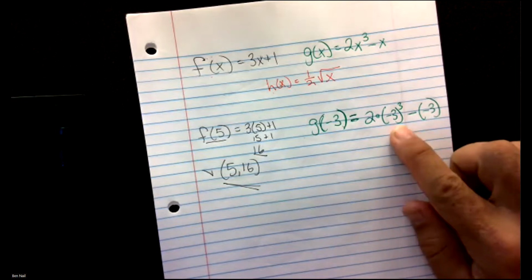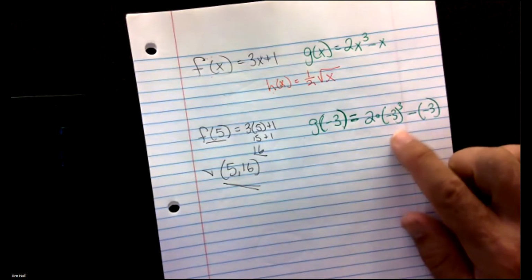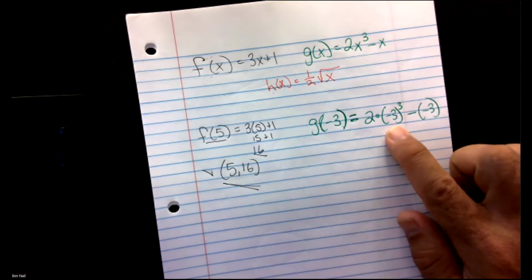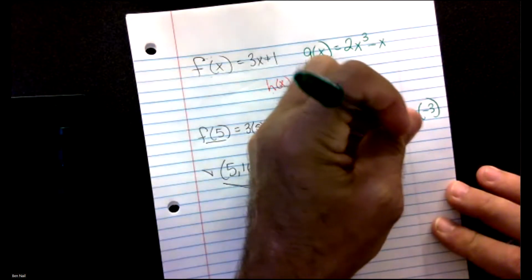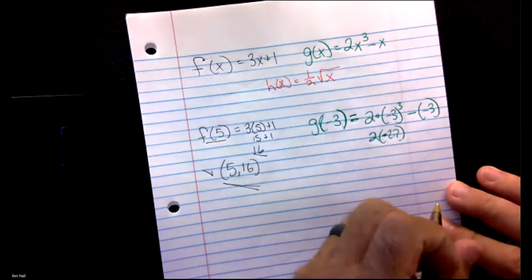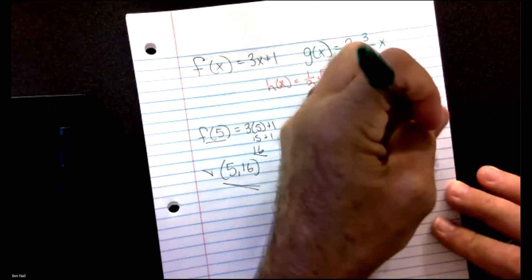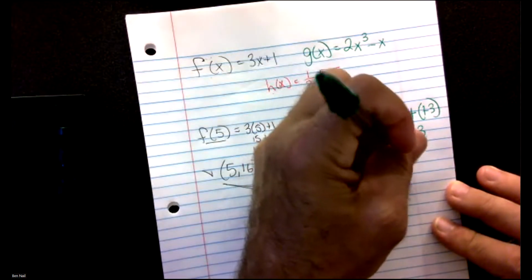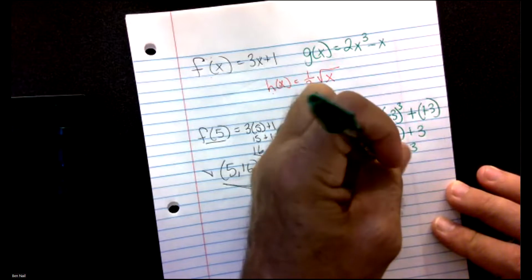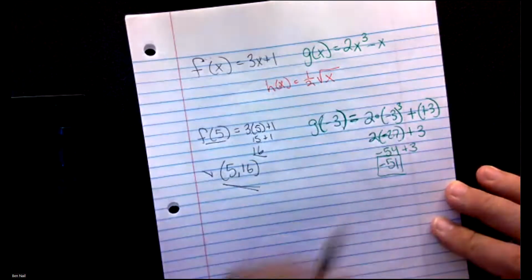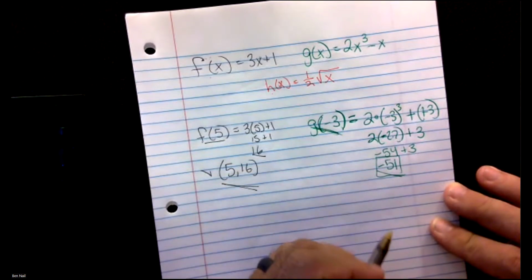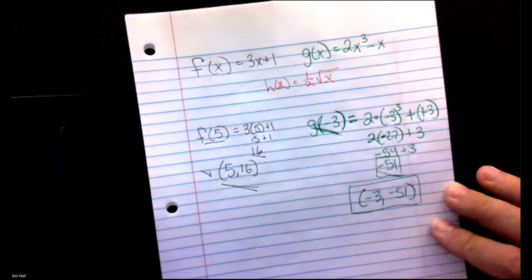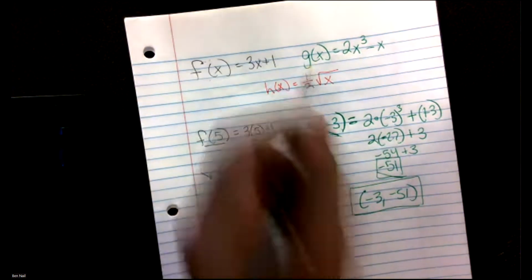And again, we got to follow order of operations. -3 to the third power means -3 times itself 3 times. So -3 times -3 is 9, times -3 is -27. The negative of a negative is a positive. Multiply 2 times -27 is -54. -54 plus 3 is -51. And again, that output goes with that input. So the input of -3 gives me an output of -51 for the g function.